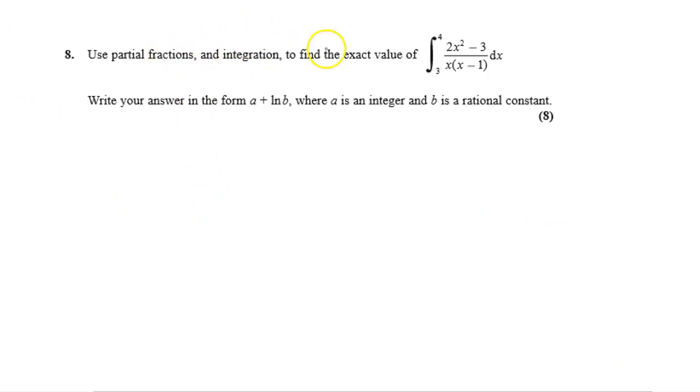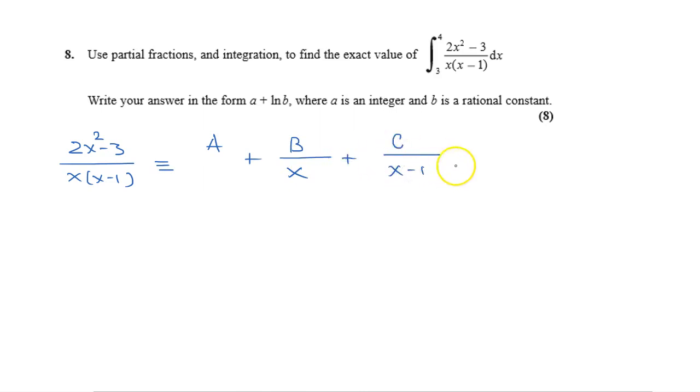Use partial fraction and integration to find the exact value of the integral from 3 to 4 of 2x square minus 3 over x minus 1. So let's divide 2x square minus 3 over x minus 1 into partial fraction. So this will be a plus b over x plus c over x minus 1.